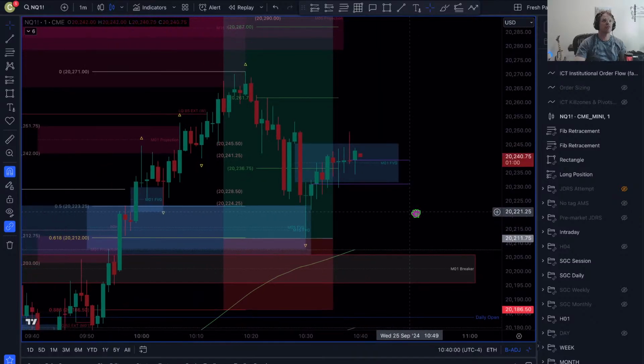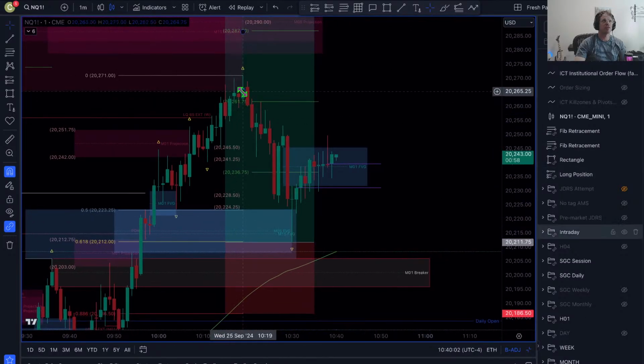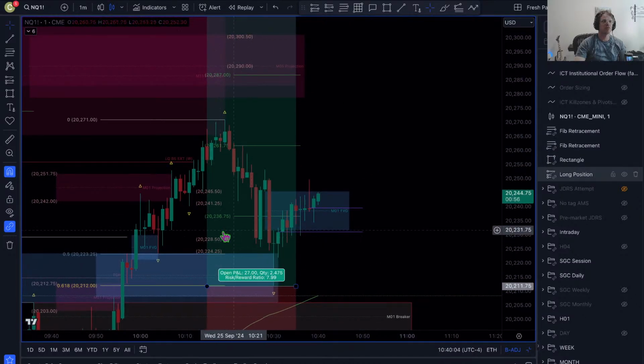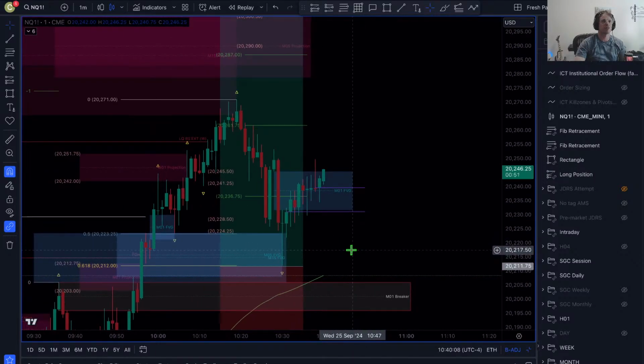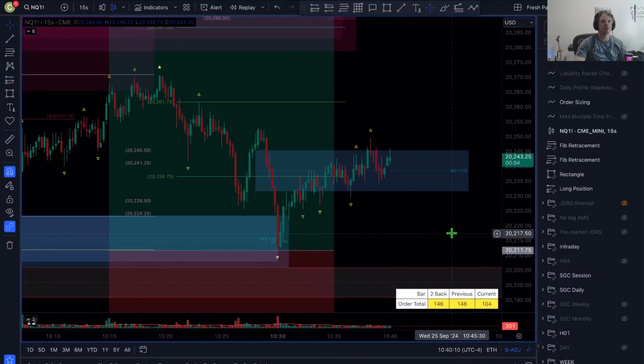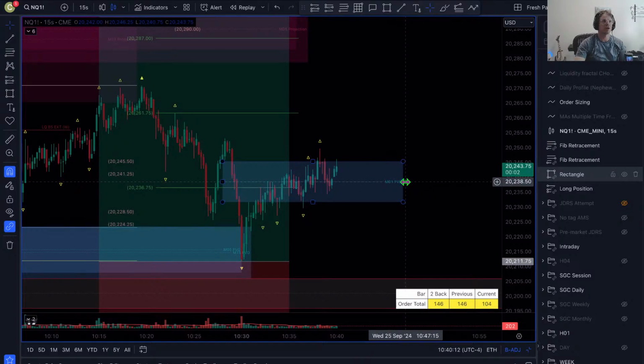Actually, notice, draw your projection from the very top M1 candle. It's held the fourth projection the whole time. It's never closed below it. So that's also a good sign for the entries, that maybe it's not going to go any further.